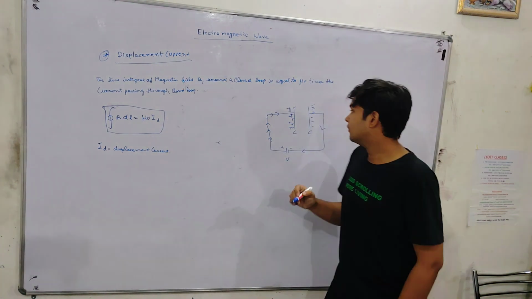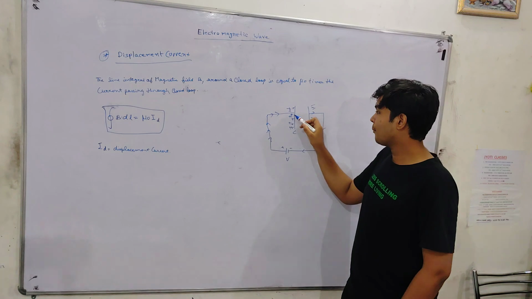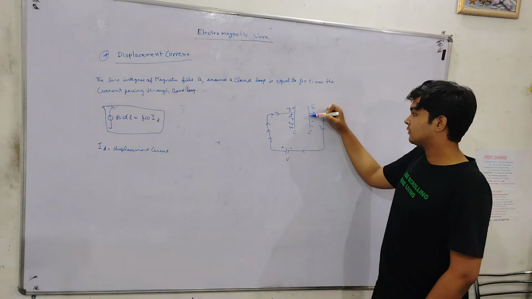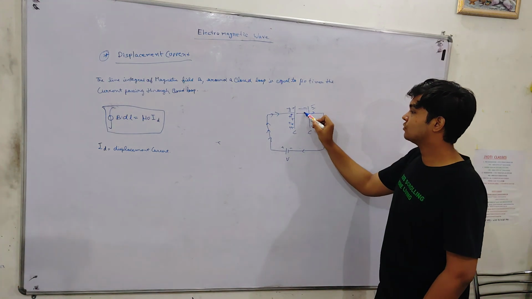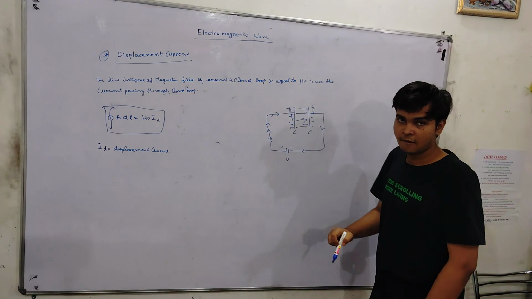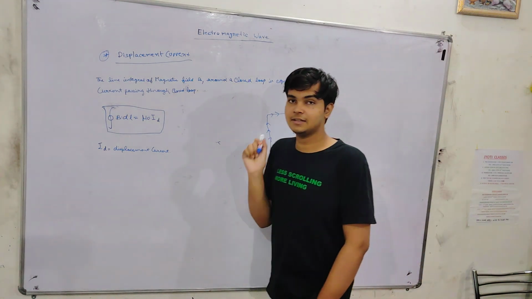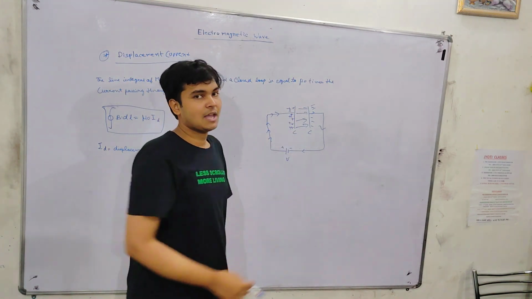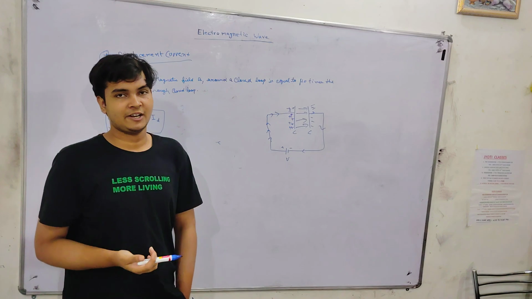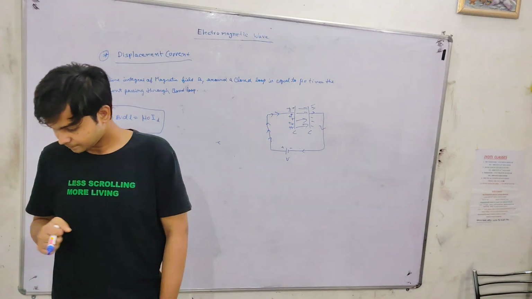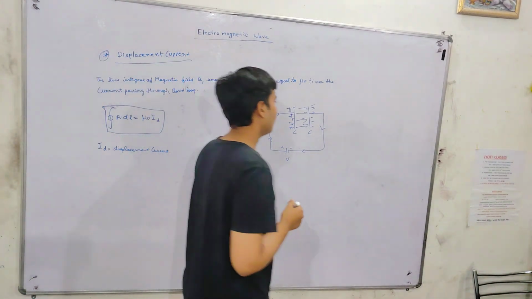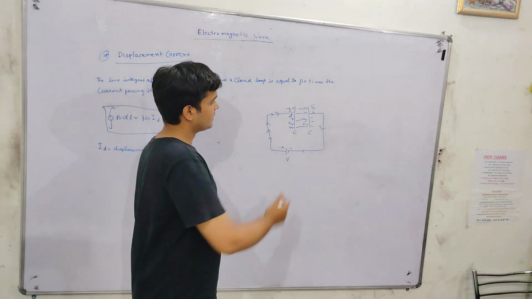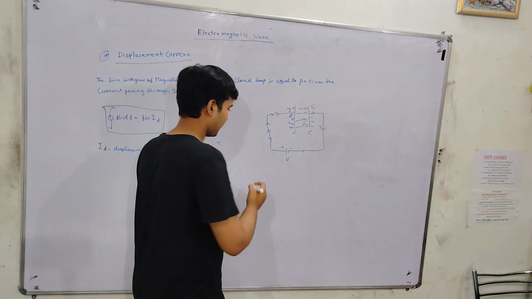But now the current passes from positive to negative, and in between the capacitor plates there is no medium. So how is the current passing from this to this? This is where the displacement current comes in. This current travels without any medium, with a change in electric field and electric flux. When the electric field and electric flux change, this is where the displacement current comes from.